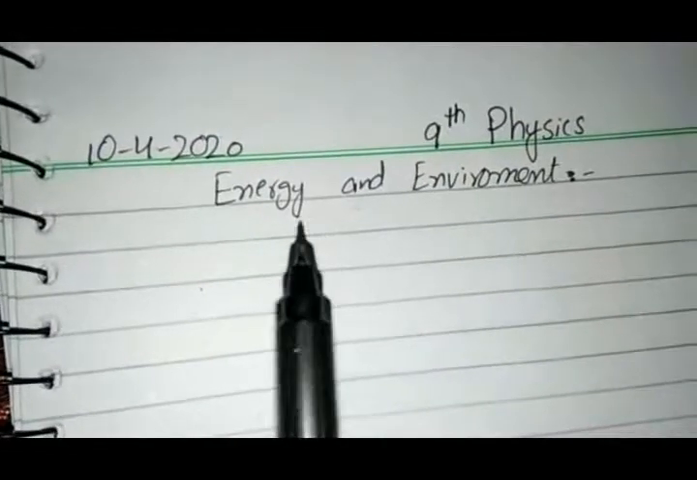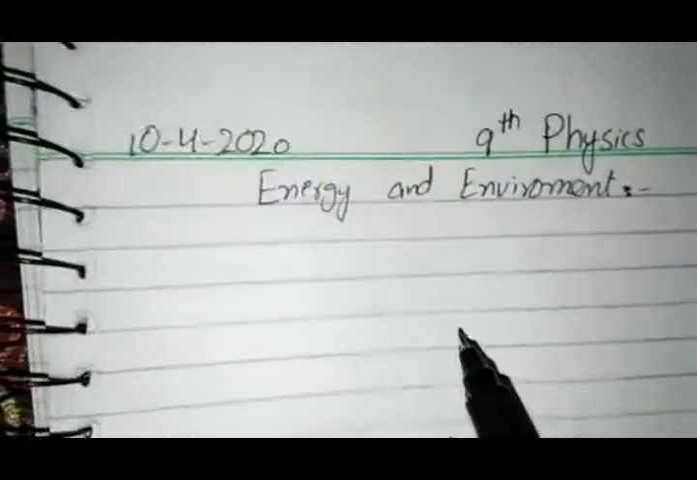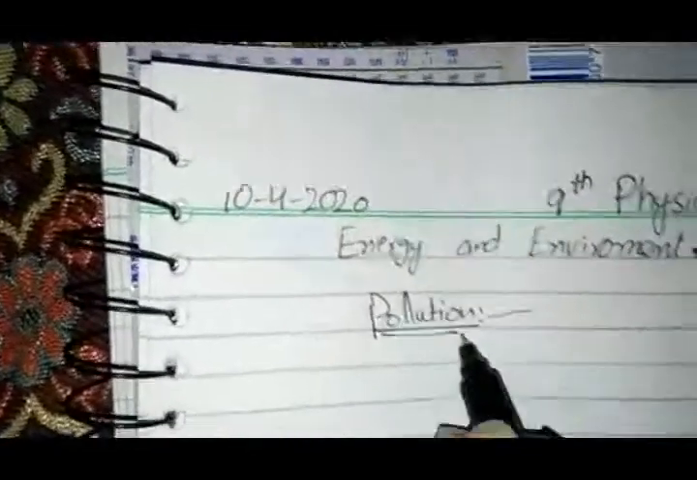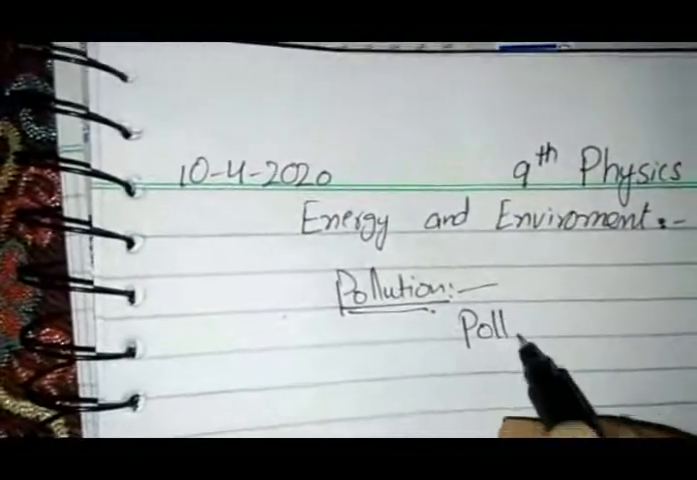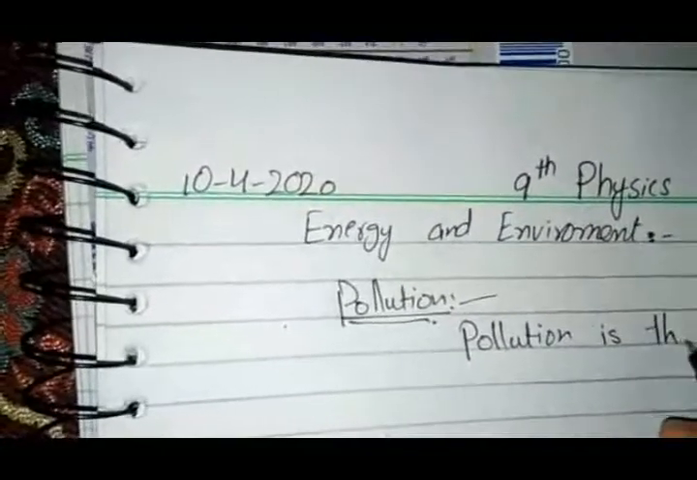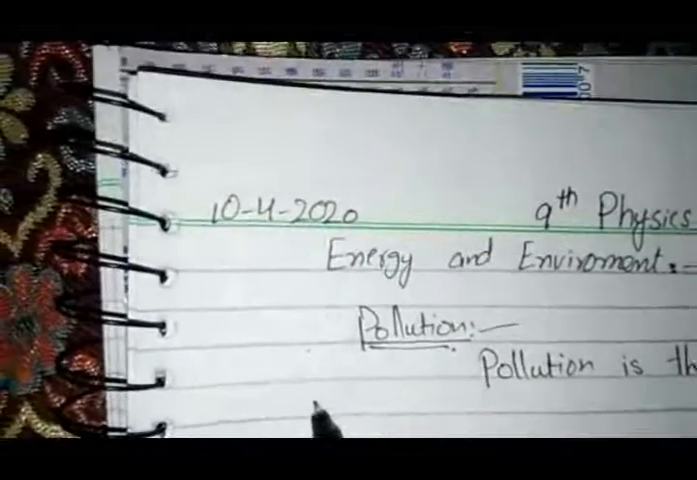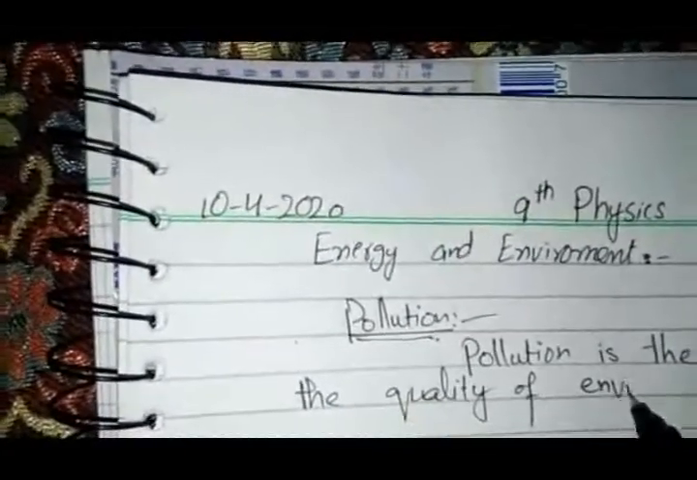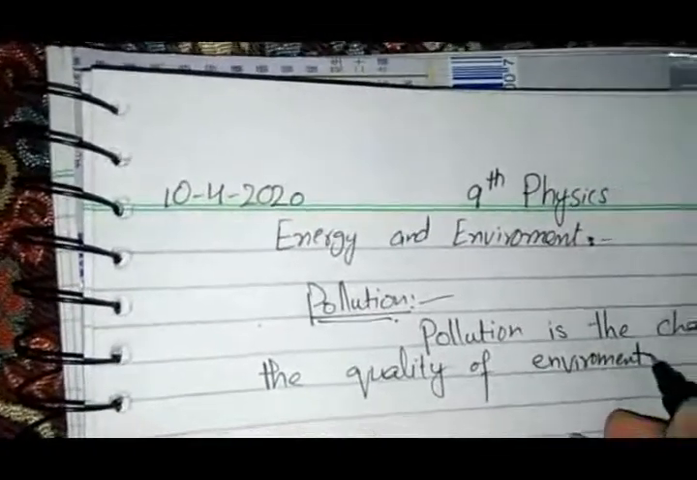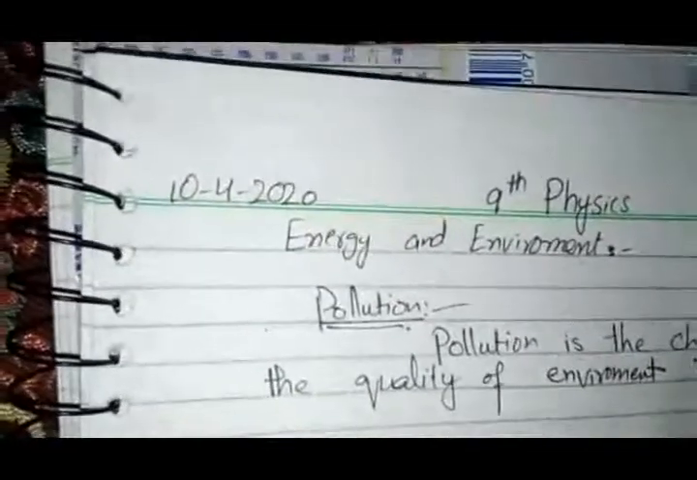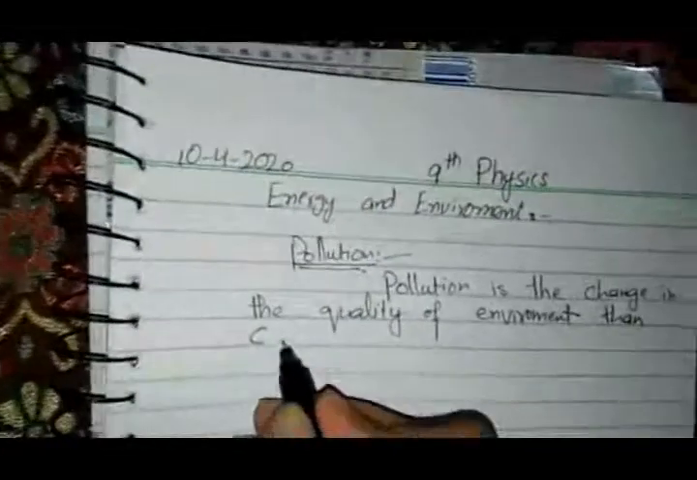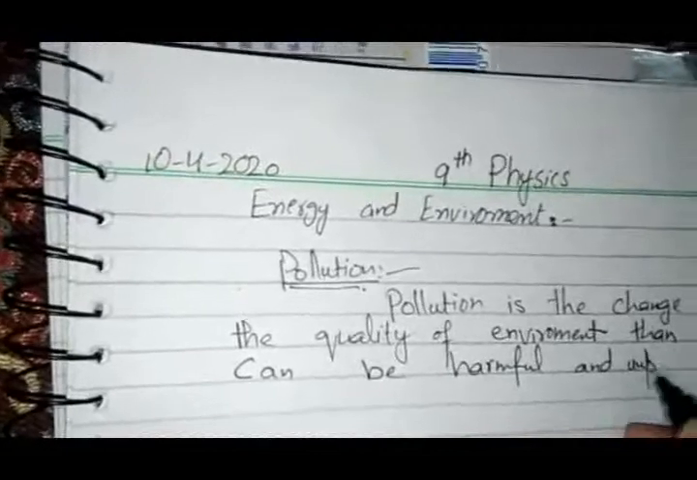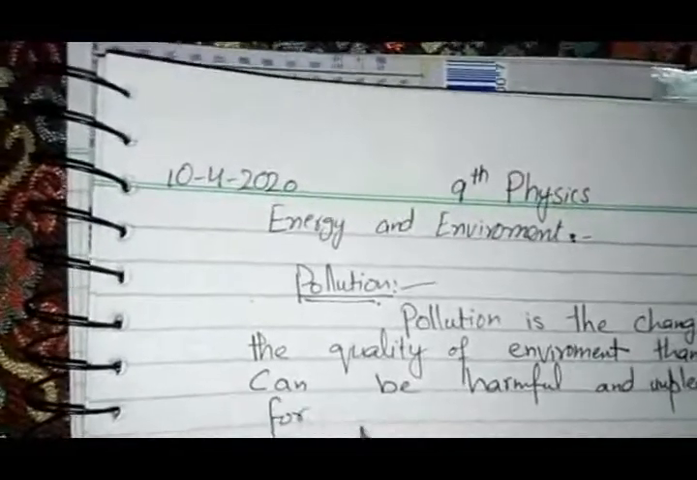In this topic we have two or three definitions just, and you have to read the topic carefully. Our first definition is pollution. What is pollution? The definition is: pollution is the change in the quality of environment that can be harmful and unpleasant for living things.